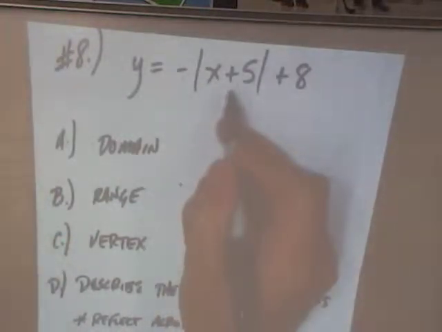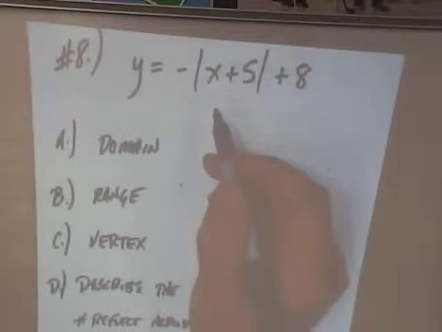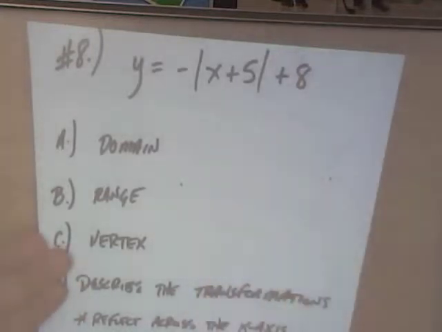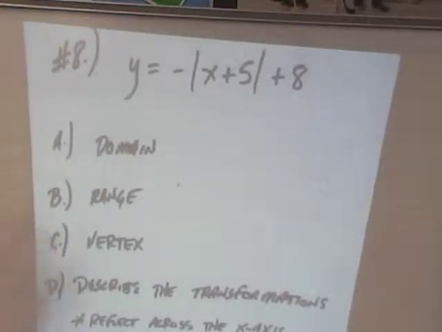Remember, if you're adding or subtracting with the x, it's going to move it in the x direction. It's just going to move it in the opposite way you would think. Now, what's the plus 8 at the end going to do? Up 8. Left 5, up 8. Questions on the transformations?